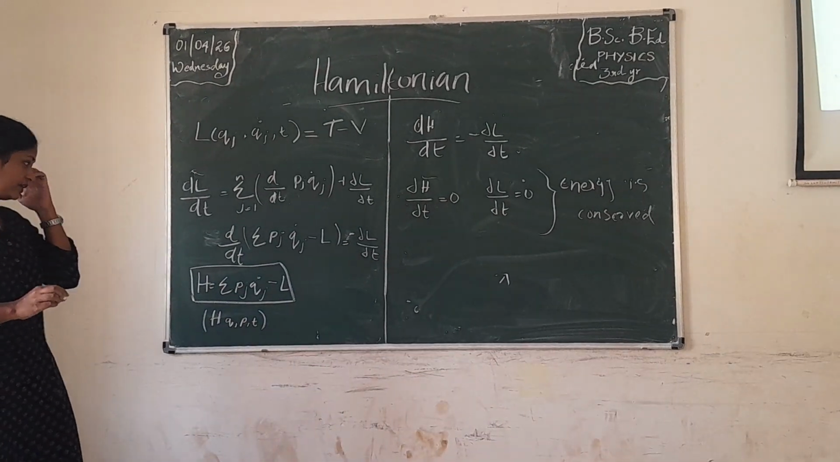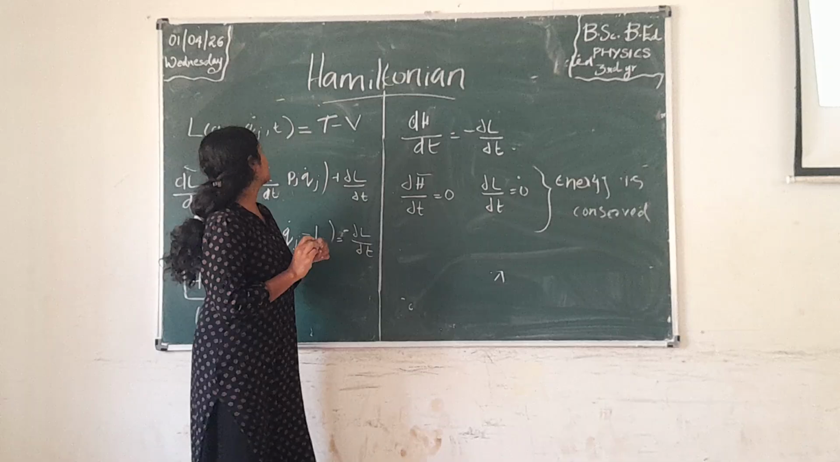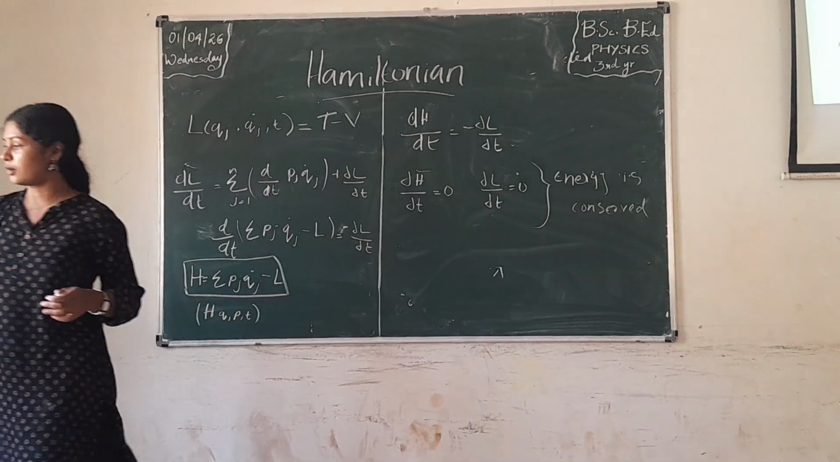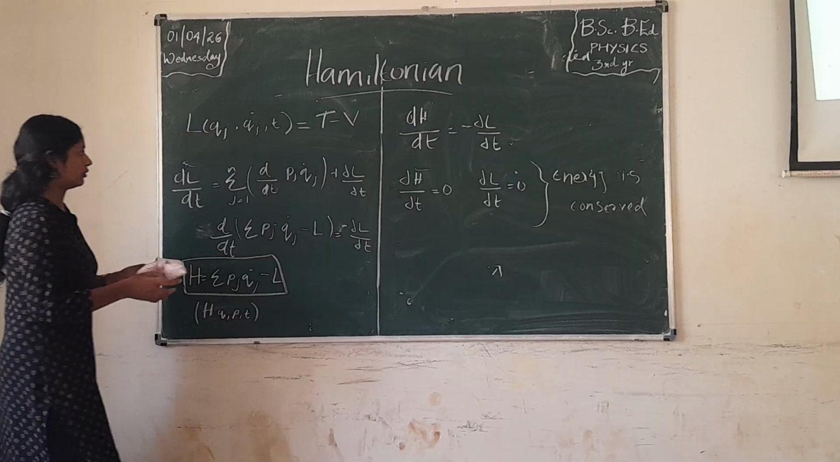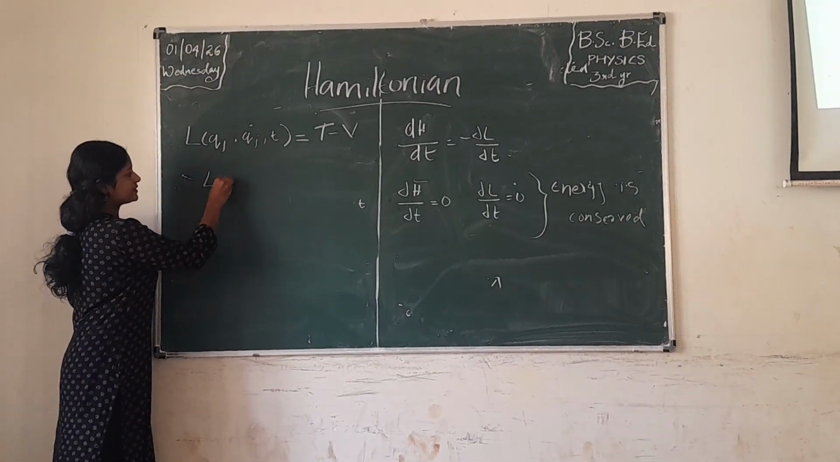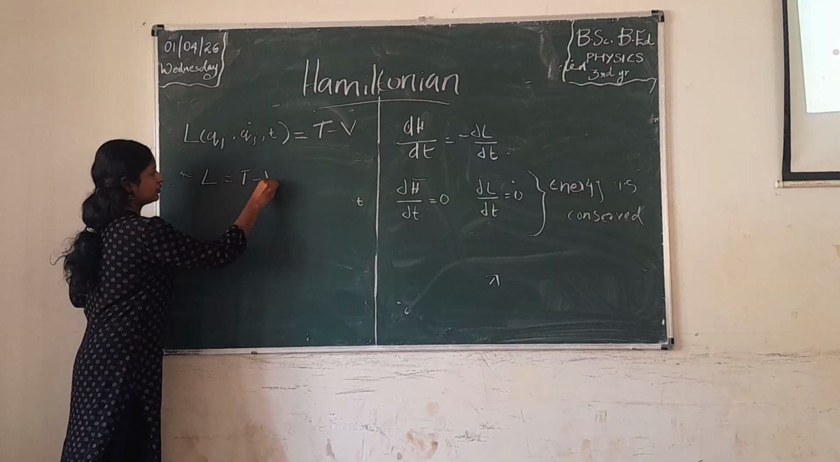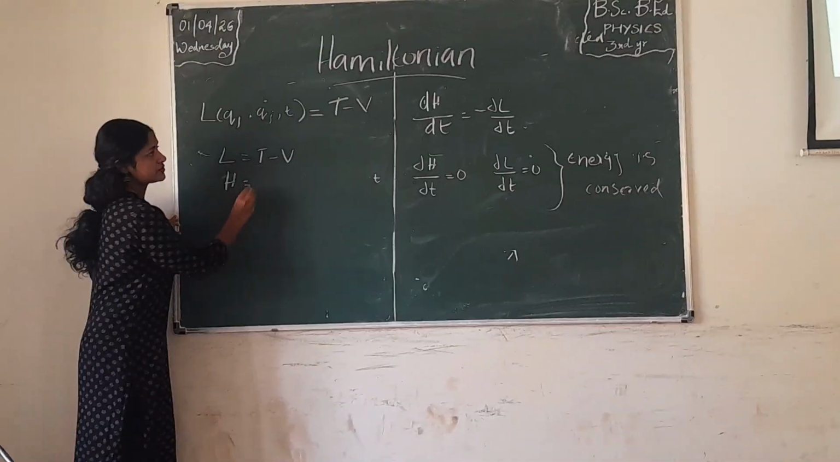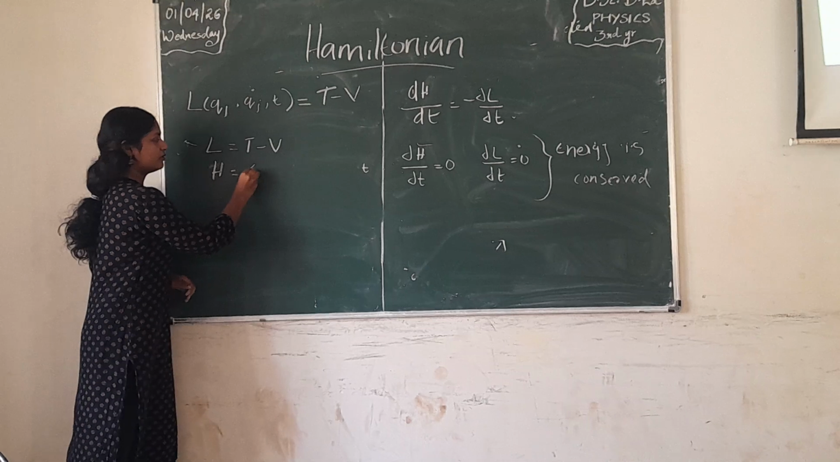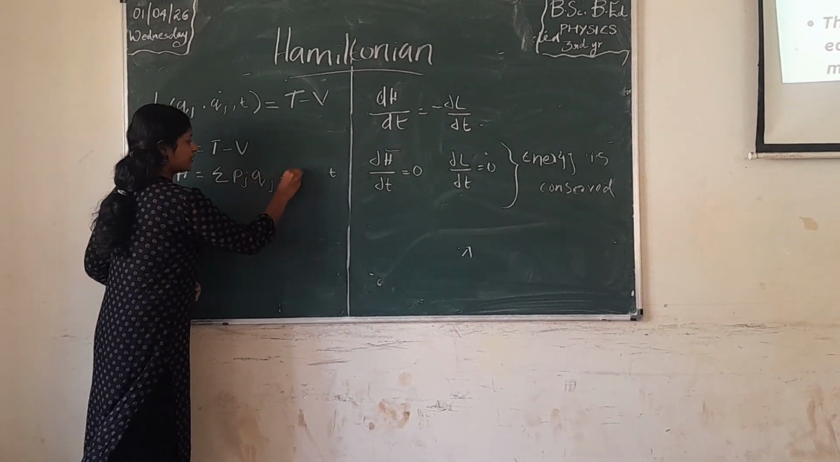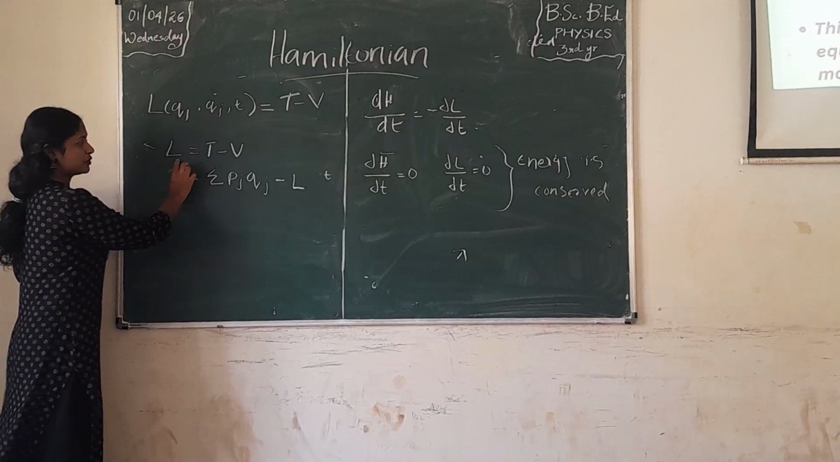And the final equation we already wrote: H is equal to, what is the value for H? The sum of Pj qj dot minus L. So we can substitute the value of L.